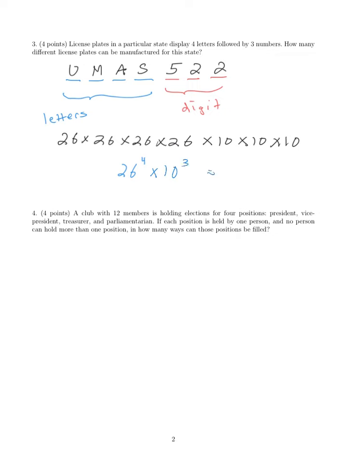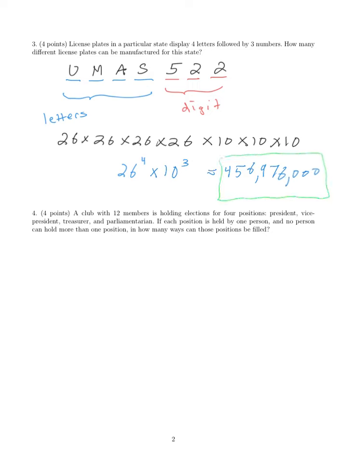So I'll type this in and see what I get. 26 to the 4th times 10 to the power of 3. And that is a lot. That's a large number. That's 456,976,000. Okay, so that is 456,976,000 different license plates.